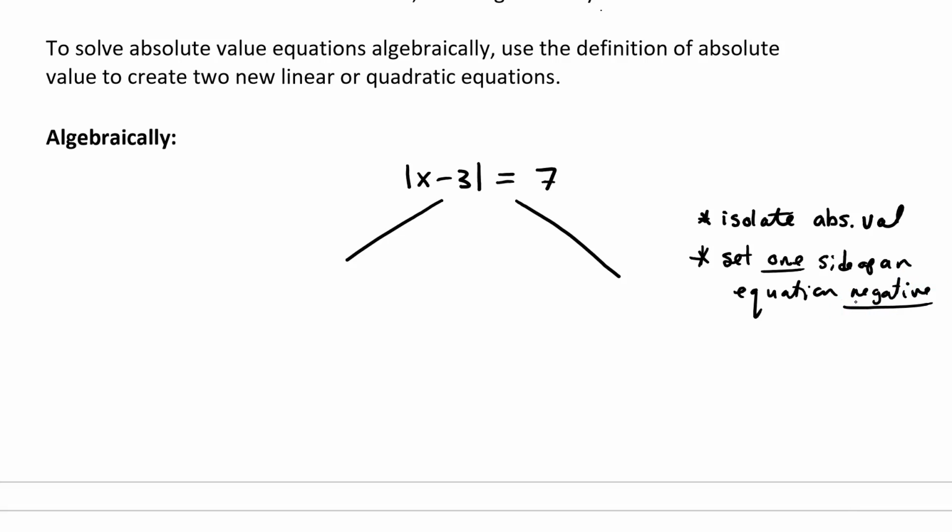Okay, so the easiest way to do that is to switch the fewest amount. So I'm going to keep the x minus 3, and I'm just going to say x minus 3 equals negative 7.